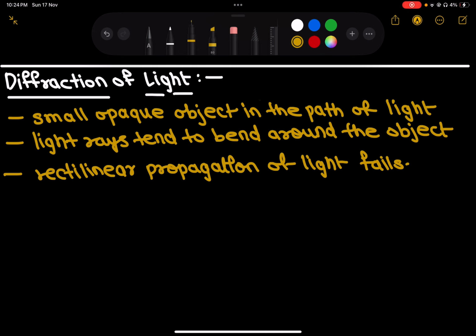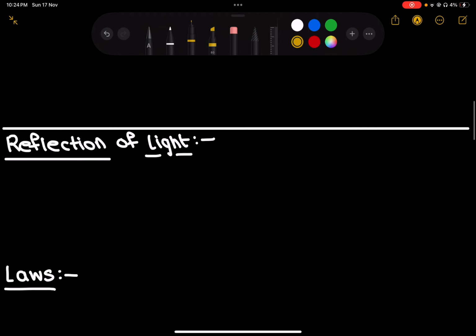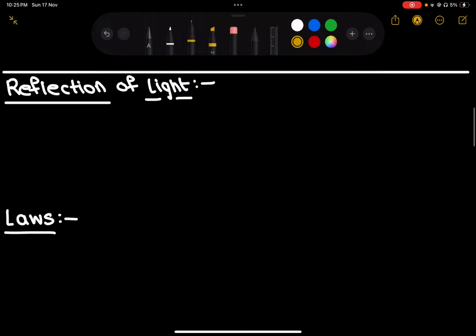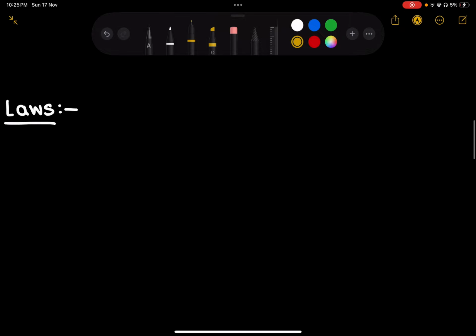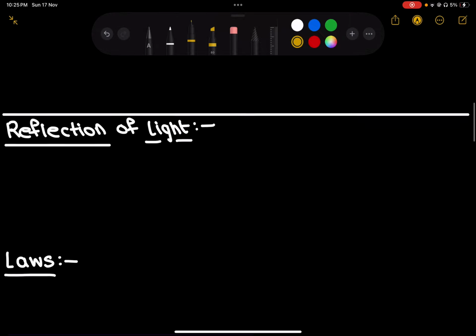So what is basically reflection of light? Reflection is when a highly polished surface reflects most of the light falling on it. You already know that a highly polished surface is basically a mirror. So a mirror reflects most of the light falling on it. What is reflection? It is the phenomenon of light waves bouncing back from a surface when they hit it. Very simple definition, so we'll just write that down here.